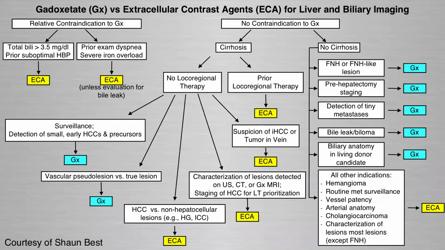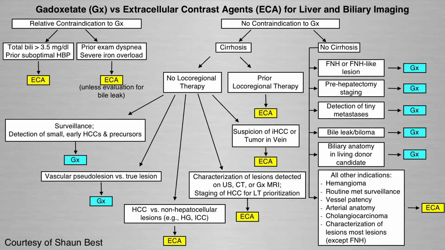So then we ask ourselves, does the patient have cirrhosis or no cirrhosis? If the patient doesn't have cirrhosis, then we give gadoxetate if we're looking for focal nodular hyperplasia, if we're trying to detect exactly how many metastases someone has because we're doing preoperative planning for metastatic resection, if for some reason we're trying to detect tiny metastases, and although I didn't talk about it, if we're looking for bile leaks, biliomas, or biliary anatomy in living donor candidates. These are the reasons we give gadoxetate. So notice it's just a few things that we give gadoxetate for. Everything else, we give extracellular agents, at least in my opinion.